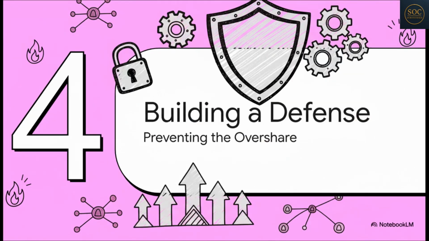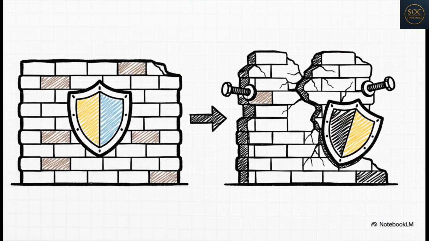Okay, so the problem is clear and it is serious. But the good news is it's also entirely preventable. So let's talk about how we can build a much stronger defense against these accidental overshares. The most important thing to get is that you can't just patch this kind of problem at the end. A real, robust defense has to be part of the entire process, from the very first blueprint all the way to the final launch and beyond.